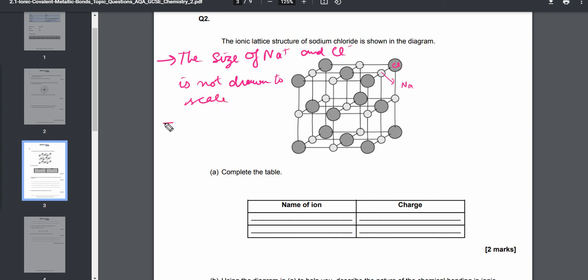The second assumption that you can take over here is the empty spaces between the ions. Over here we can see the empty spaces between the ions, but in reality there are no empty spaces between the ions. It's a fixed structure. It's a very solid structure without any empty spaces. So this is the second assumption. There are empty spaces between the ions. In reality, there are no empty spaces. Alright, so these are the two assumptions that you can take for this model. Now let's move to the next.